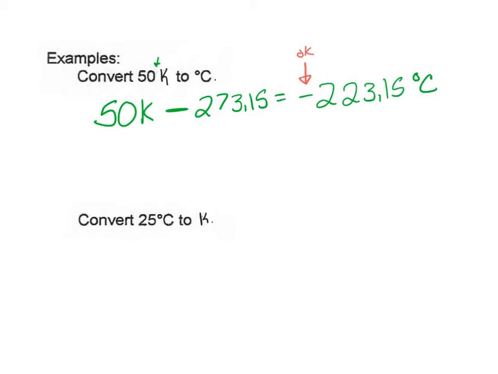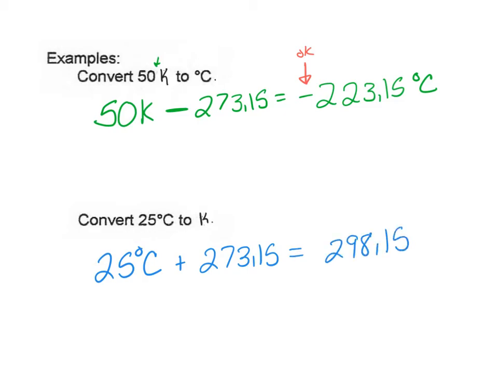Now let's convert 25 degrees Celsius to Kelvin. All we're going to do is take our 25 degrees Celsius, add 273.15 to get the answer of 298.15 Kelvin. And that's all there is to changing from Kelvin to Celsius and Celsius to Kelvin.